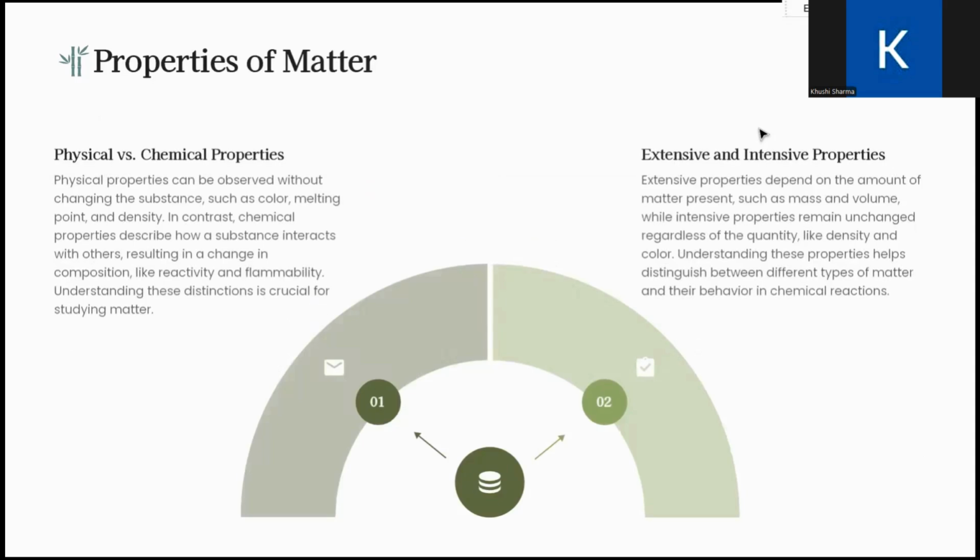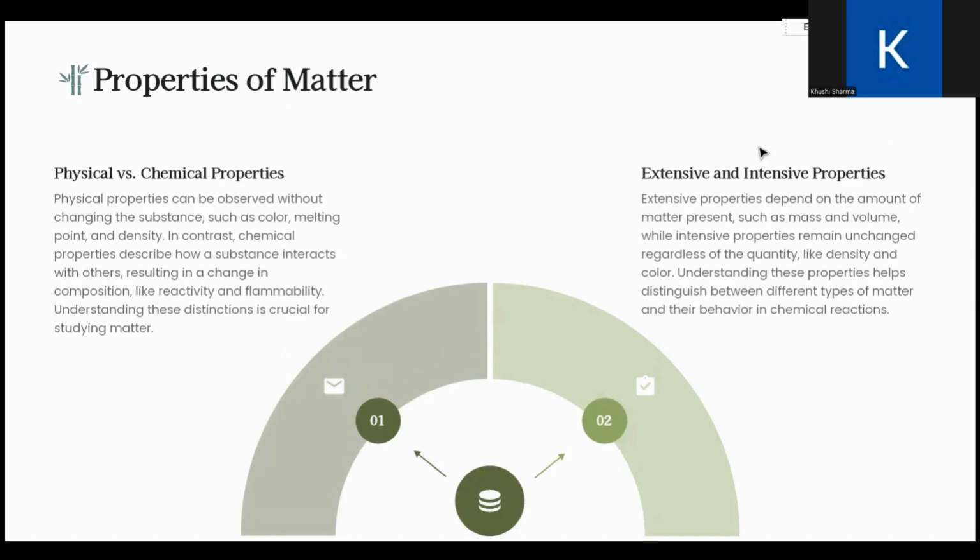Properties of matter: physical versus chemical properties, extensive versus intensive properties. Physical properties can be observed without changing the substance, such as color, melting point, and density. In contrast, chemical properties describe how a substance interacts with others.